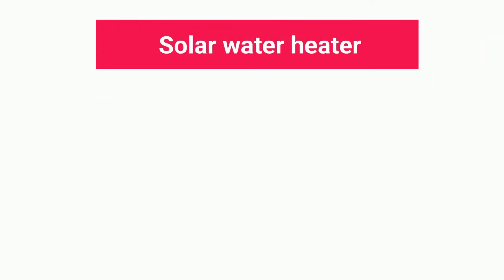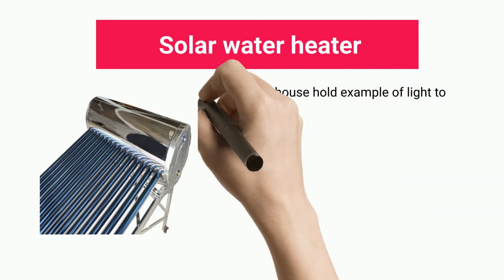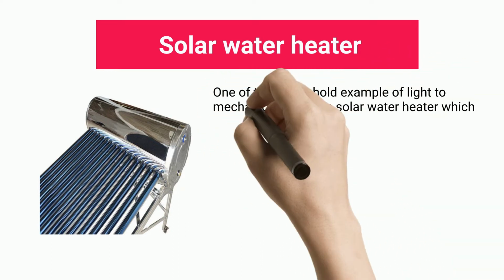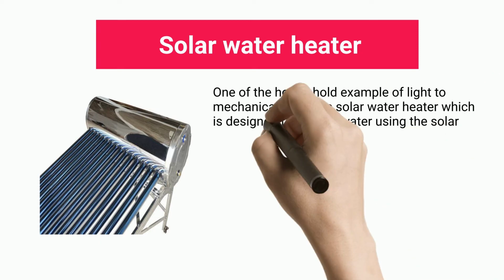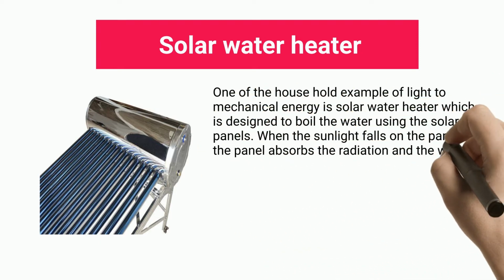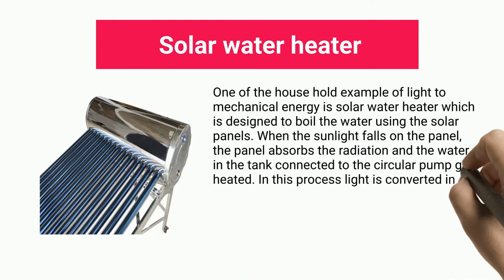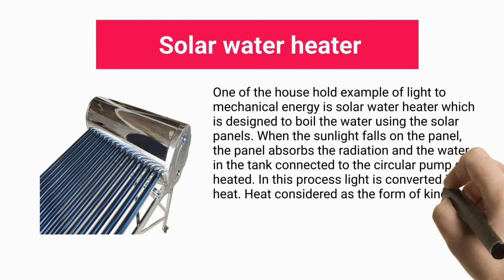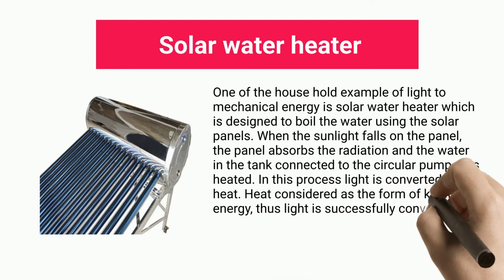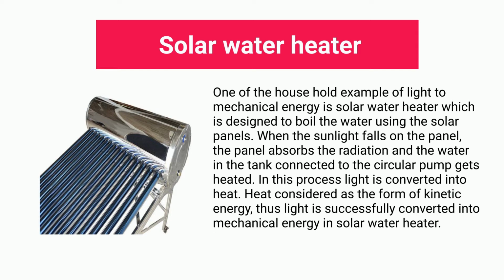Solar water heater. One household example of light to mechanical energy is the solar water heater, which is designed to boil water using solar panels. When the sunlight falls on the panel, it absorbs the radiation and the water in the tank connected to the circulating pump gets heated. In this process, light is converted into heat. Heat is considered a form of kinetic energy, thus light is successfully converted into mechanical energy in a solar water heater.